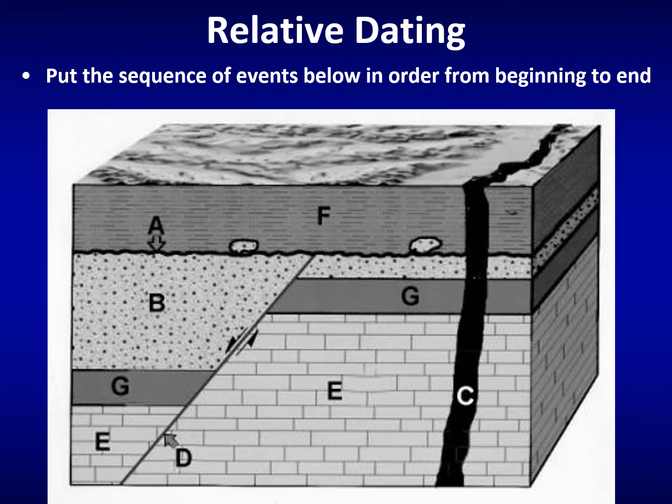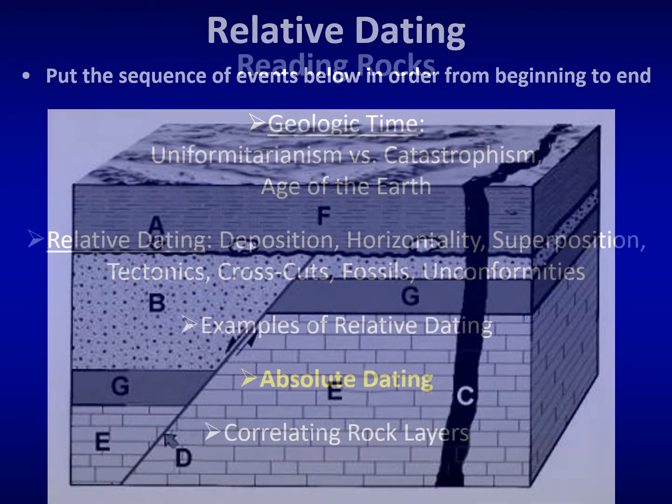More sequence here. In this sequence, we have a limestone E laid down, then a layer G, then B. If you note, then all those layers had to be there first before the fault moves them. And then the fault gets cut across by that erosional surface there, A. F is deposited, and then finally C comes in at the end because C cuts across everything else. So C has to be last. So in this sequence, it would be E, G, B, D, A, F, C.